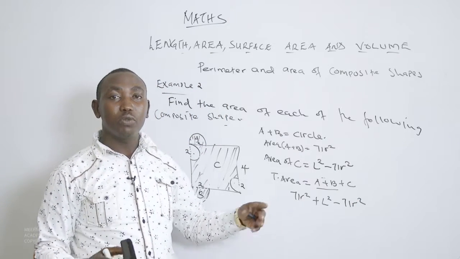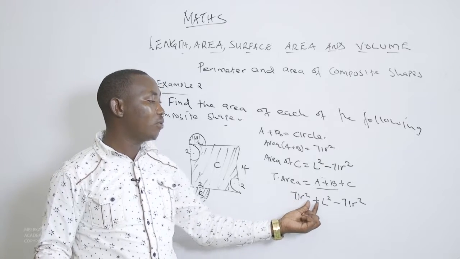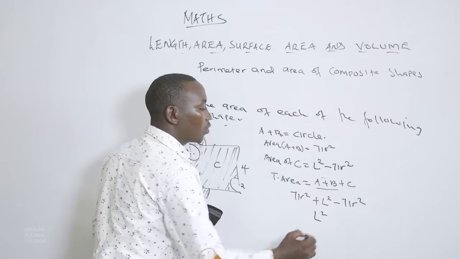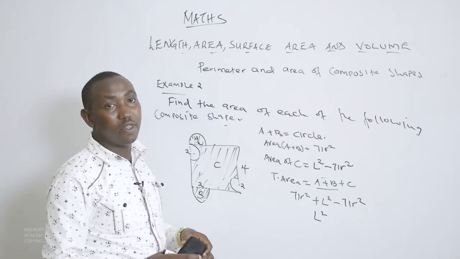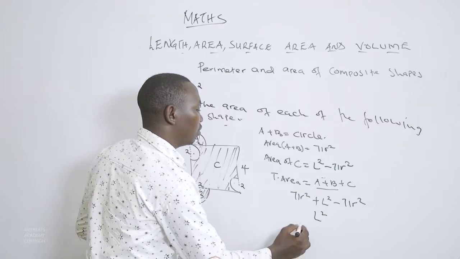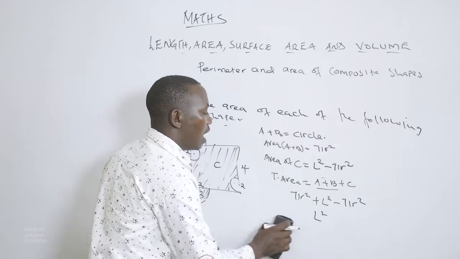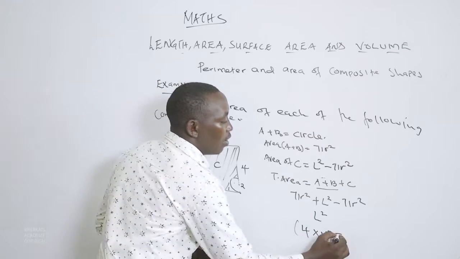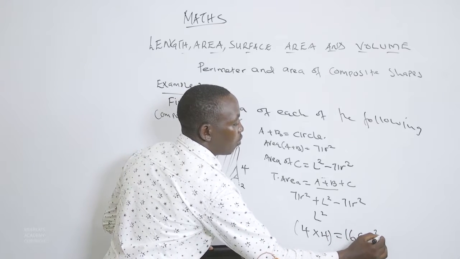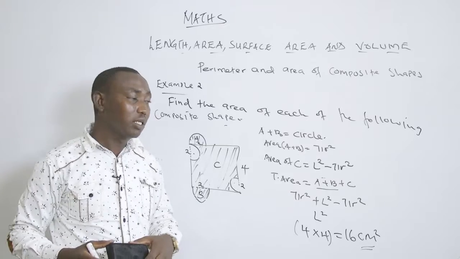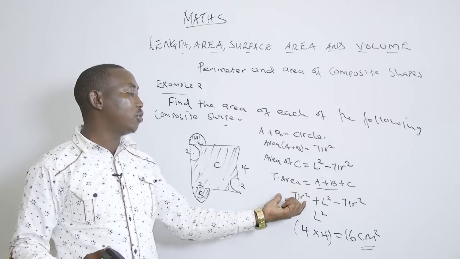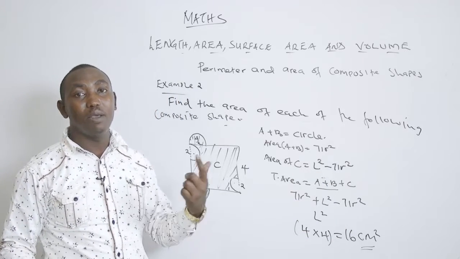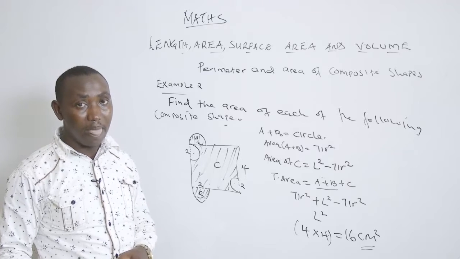And we can now make our work easier because we have pi r squared, they'll eliminate one another, leaving us with L squared. And therefore, the area of the whole shape has been reduced to 4 multiplied by 4, which is the length of the square, which will give us 16 square centimeters. So there's no need for you to make the calculations of this, because you can easily eliminate them in the preliminary stage.